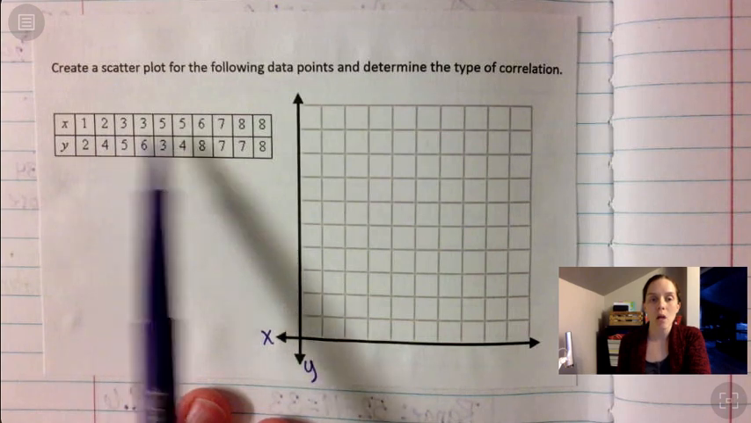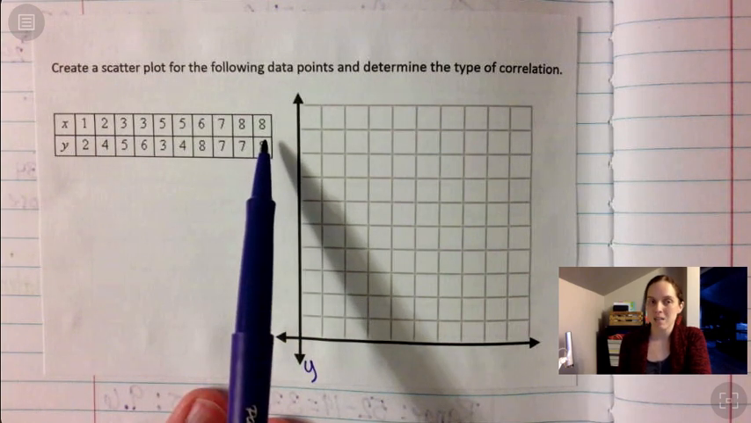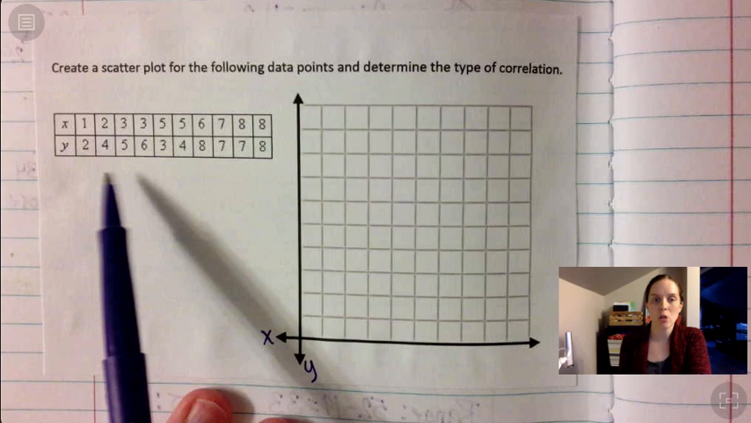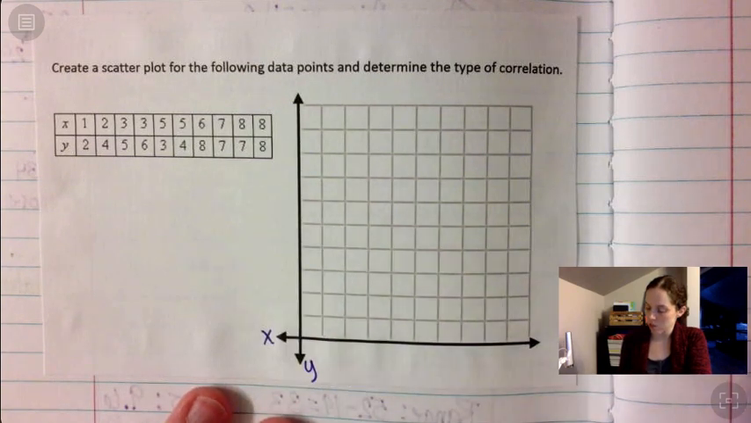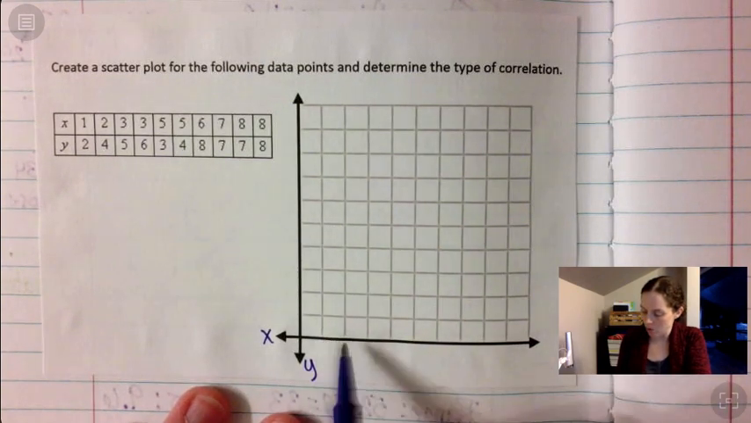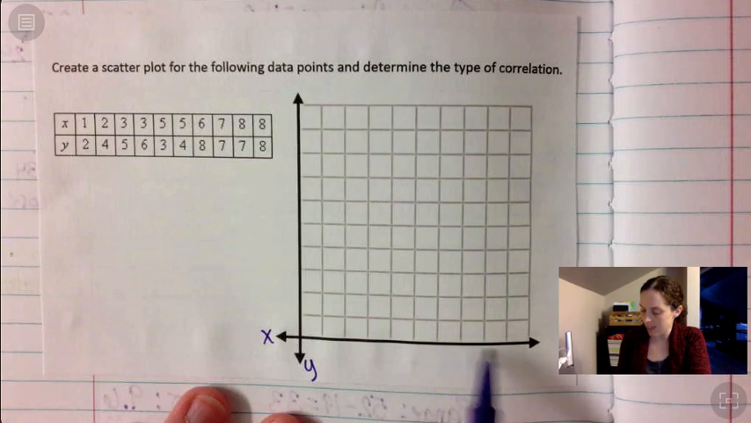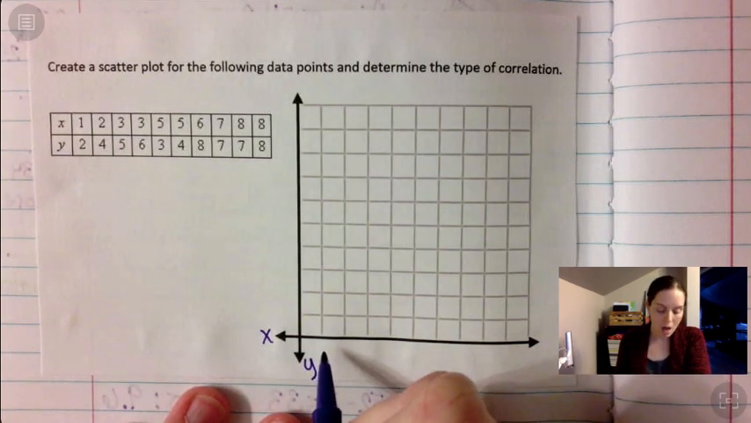I go from 1 all the way to 8. Okay, the same for the y's. I go from 2 kind of to 8. So I think, let's see, I've got 1, 2, 3, 4, 5, 6, 7, 8, 9. I've got 10 squares here, so I'm going to count by ones. If it's something different, we'll have to count by different numbers.